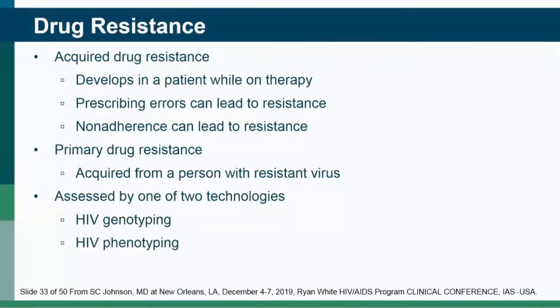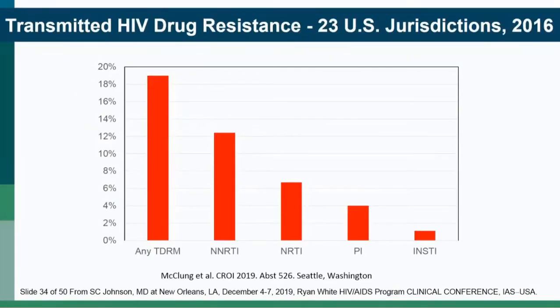Now, drug resistance is a potential issue. I think it's less of an issue in the current era where we're using integrase inhibitors. Acquired drug resistance occurs on therapy. Primary drug resistance is acquired from a person with resistant virus. And we use one of two technologies, HIV genotyping and HIV phenotyping.